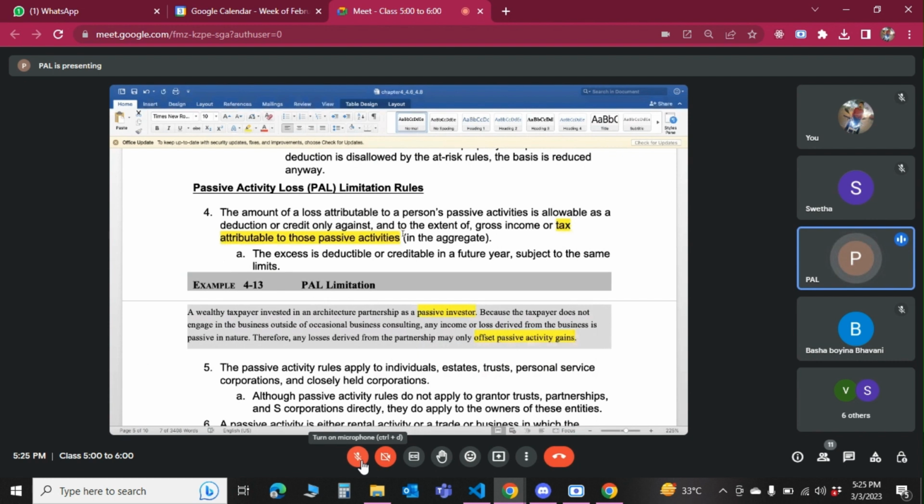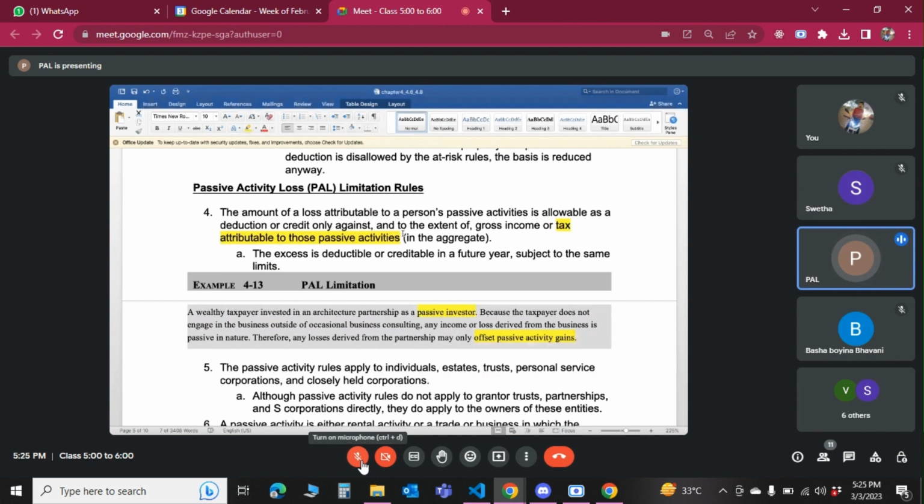So loss could be limited. The passive activity losses and passive activities income can be set against each other, with restrictions on that. But one thing is sure, you cannot take them against ordinary income. And whatever is not deductible will get carried forward to future years.